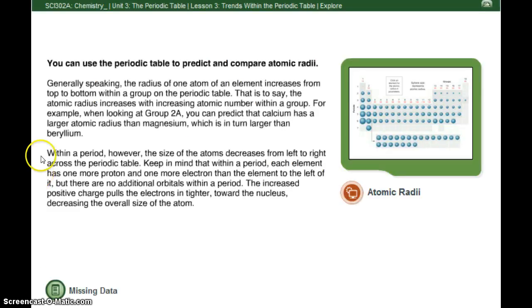Okay, now we're going to talk about within a period. So we're going to be talking about going across, and we always go from left to right, just as you read in English. Within a period, however, the size of the atoms decreases from left to right across the periodic table. Keep in mind that within a period, each element has one more proton and one more electron than the element to the left of it, but there's no additional orbitals within a period. The increased positive charge pulls the electrons in tighter towards the nucleus, decreasing the overall size of the atom.